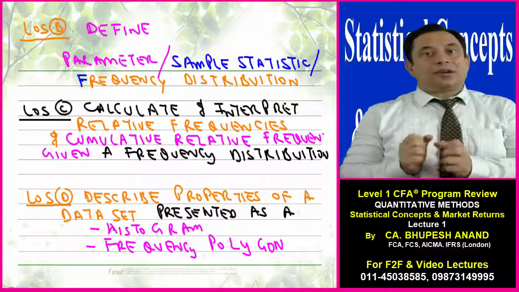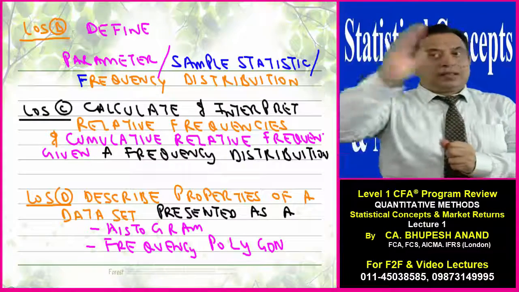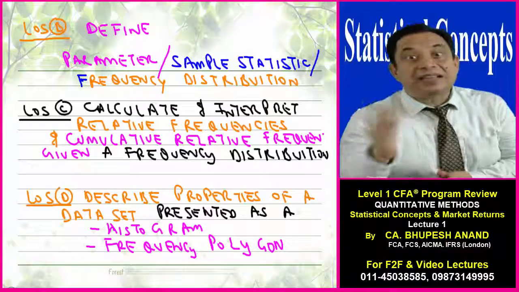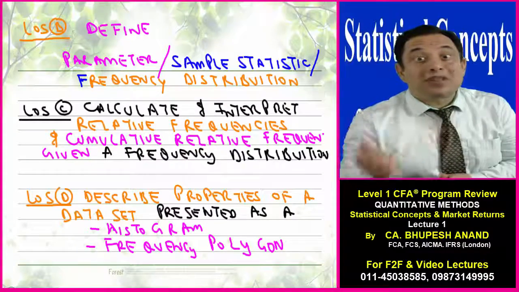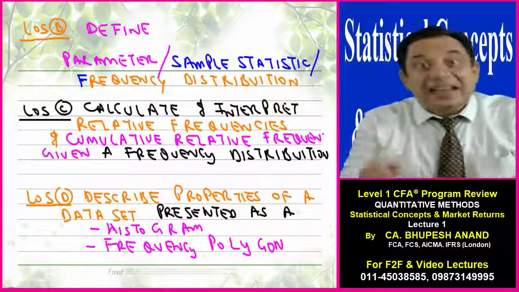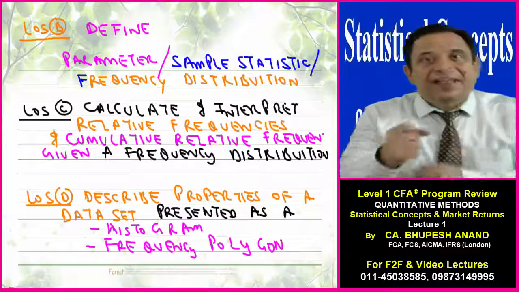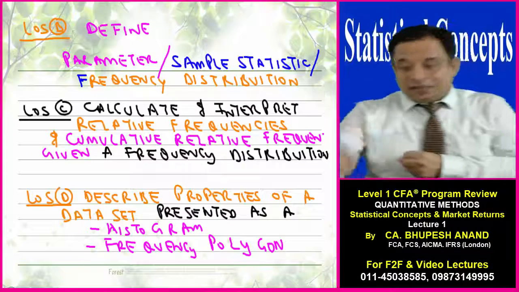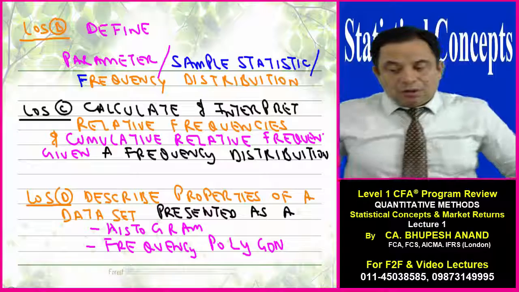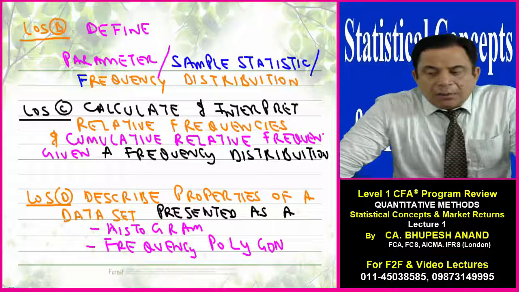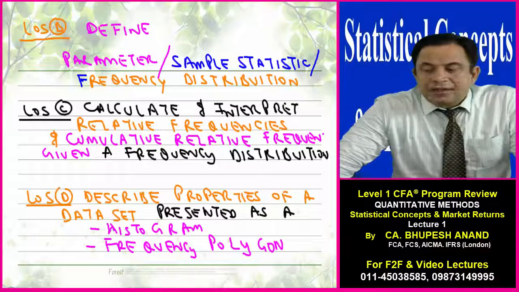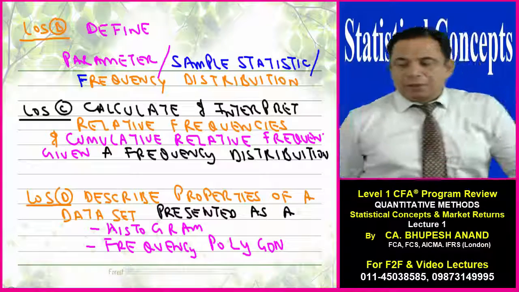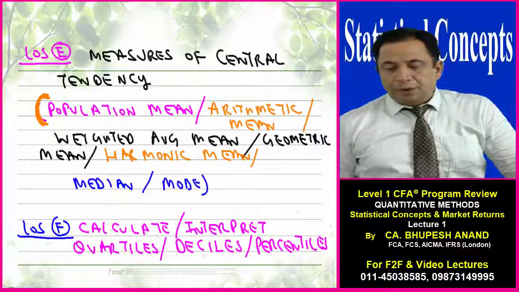What is the meaning of a frequency distribution? If data is given to you, then we have to prepare the tally and the class intervals. Then we can calculate the frequency distribution, because with the help of frequency distribution, we can calculate relative frequency or cumulative relative frequencies, and we can prepare a histogram, or we can prepare a polygon, which are the next learning outcomes. So learning outcome number C, calculate and interpret relative frequencies and cumulative relative frequencies given a frequency distribution. Okay. Describe the properties of a data set, histogram and polygon.